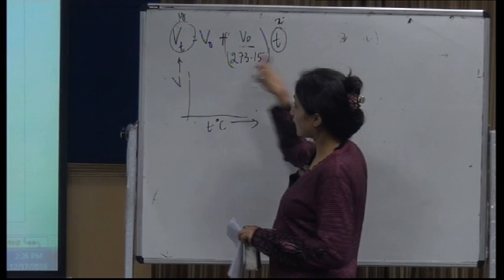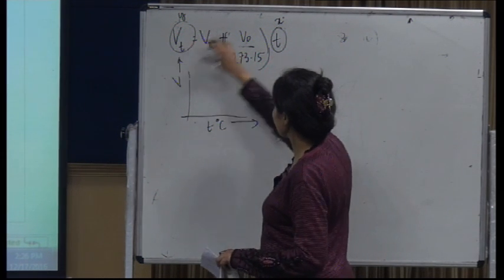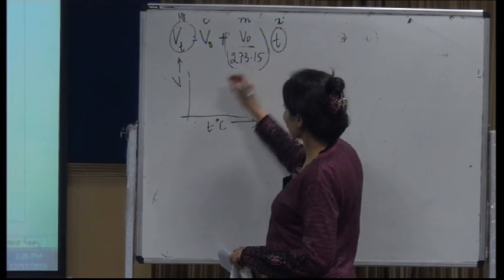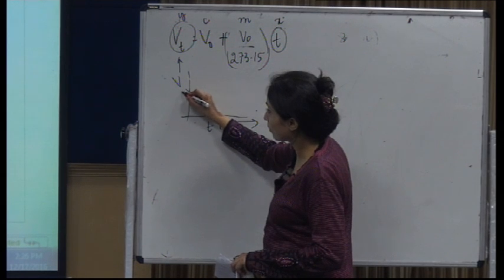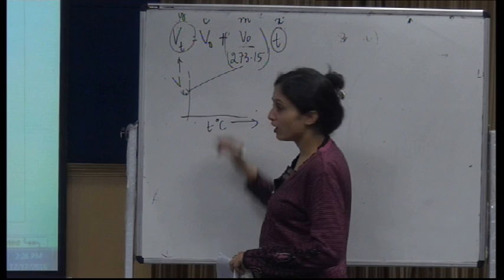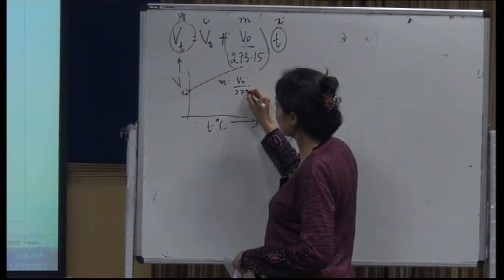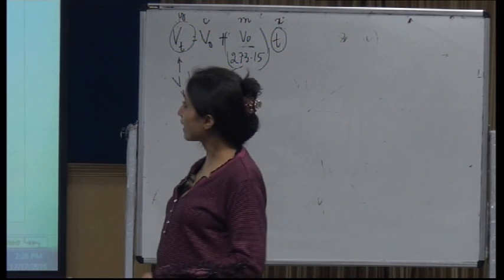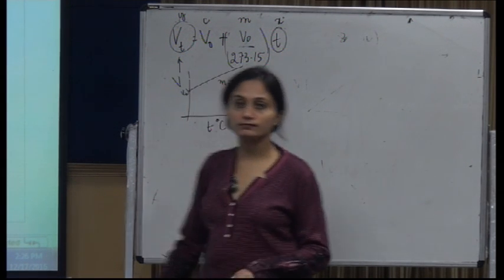And what is this kind of a relationship? You know all the mathematical relationships. So this is y is equal to mx plus c. And what will be your slope now? That means there will be an intercept. Your intercept will be equal to your V naught, and it will be a straight line with a positive slope, where your slope will be equal to V naught upon 273.15.